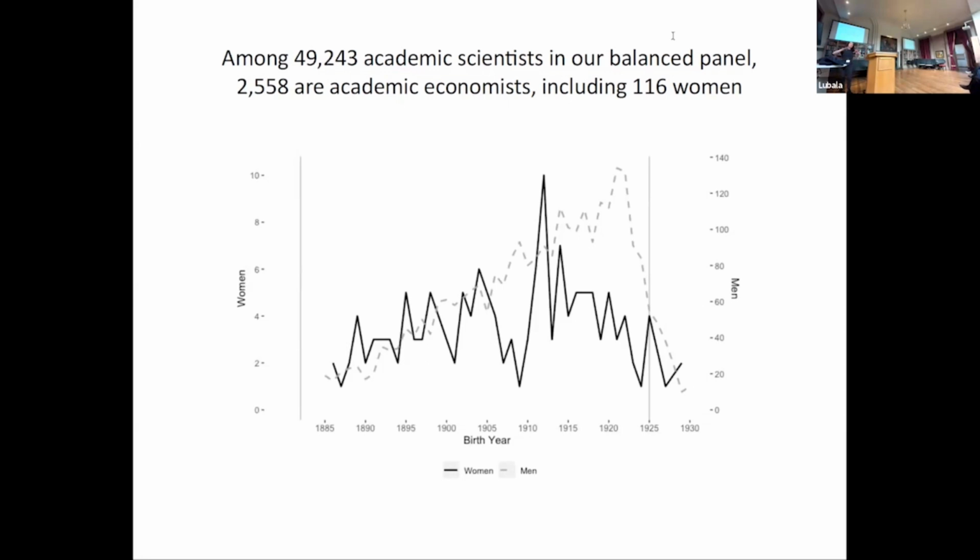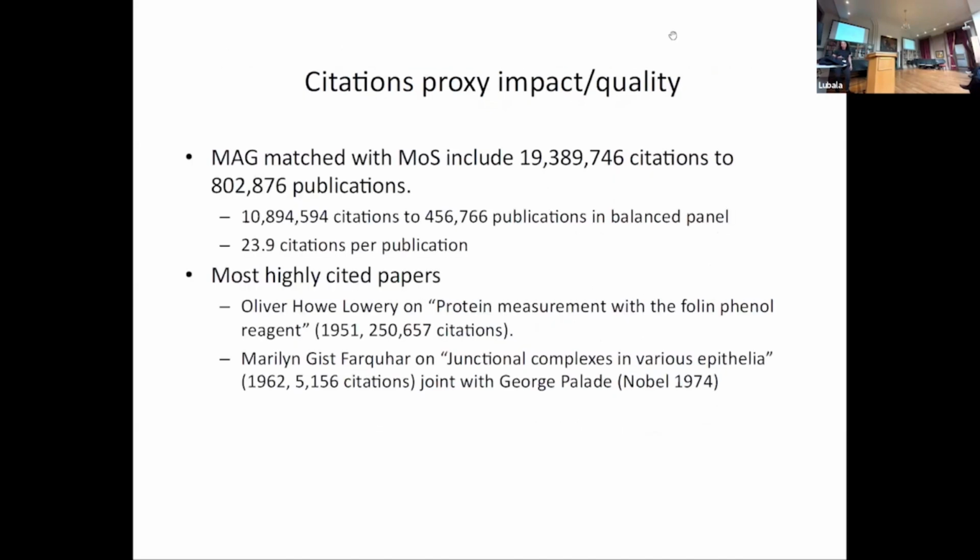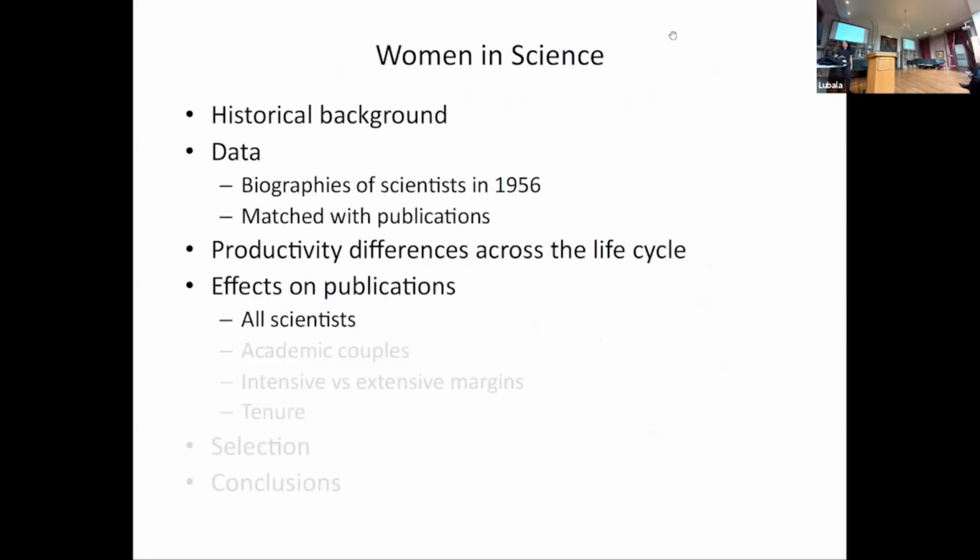So I'll show you the causal estimates based on the whole data, and then I'll just show you that economists look just like this. And then we have to do a little bit of hand waving when we come to that. We use citations to proxy for impact and quality, under the assumption that papers that are more highly cited, on average, are more impactful or more important papers. Now let me show you some results.